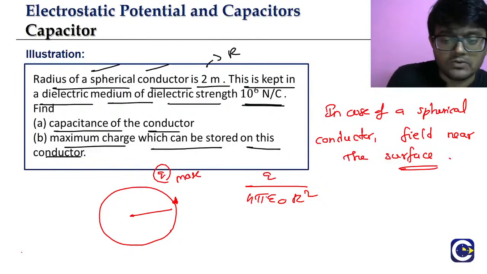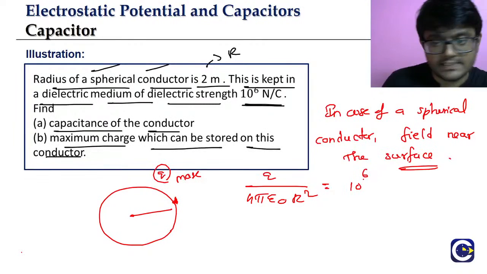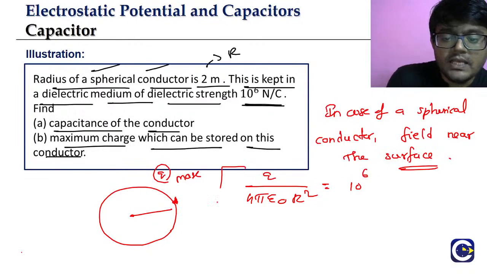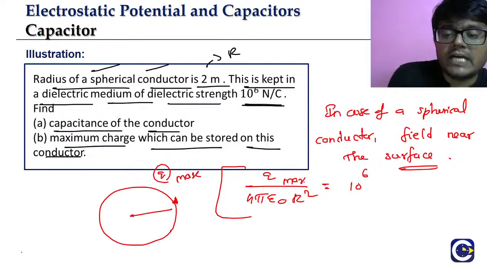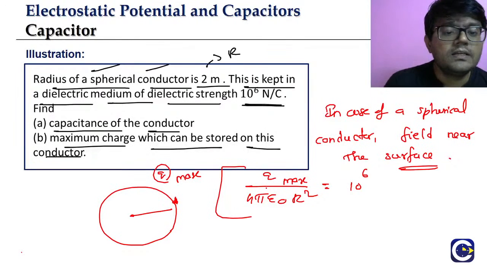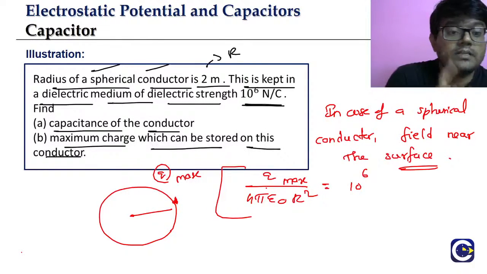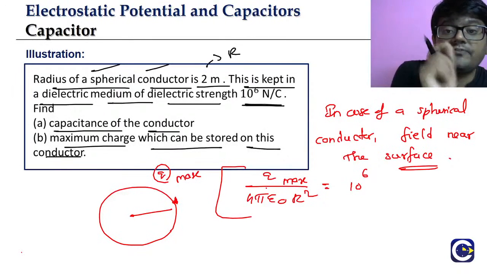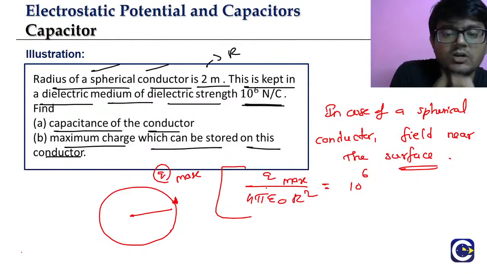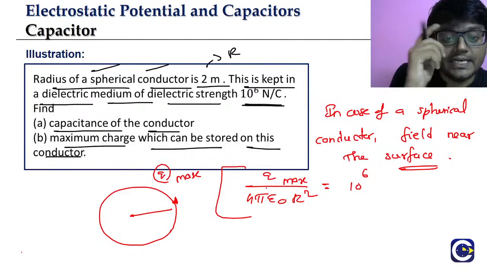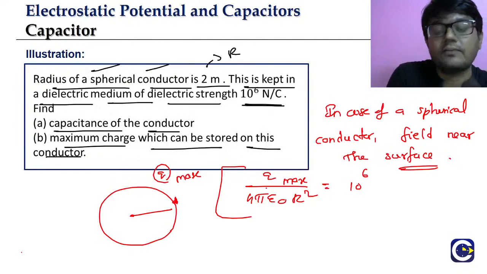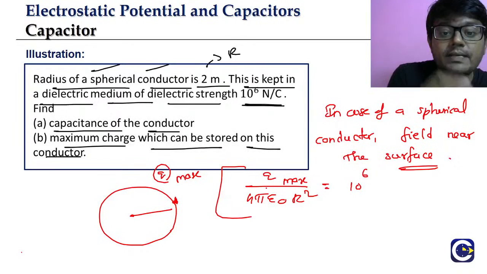அதை நம்ம பேலன்ஸ் பண்ணணும். Okay, so the corresponding value if you equate it to the dielectric strength. Dielectric strength எவ்வளவு? 10 power 6. Equate பண்ணா இதுல இருந்து whatever the value of charge we get, அதுதான் the maximum charge that we can store on that particular conductor. என்ன பண்ணிட்டு இருக்கோம்? We are looking at the field near the surface of the conductor. ஏன்னா due to the spherical conductor, field is going to be maximum at the surface.